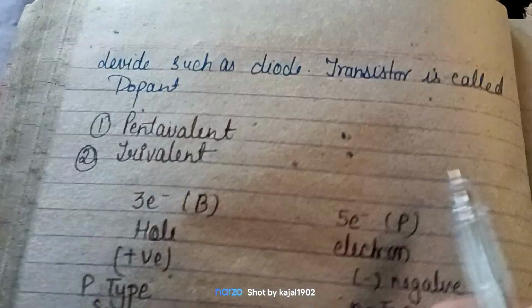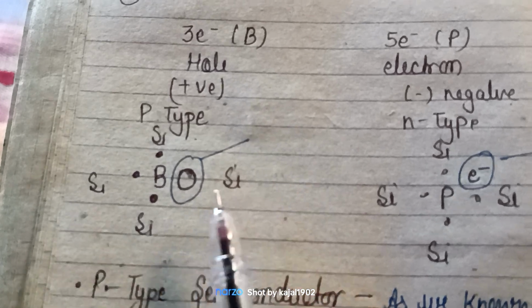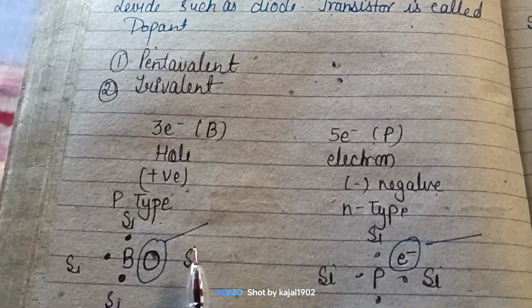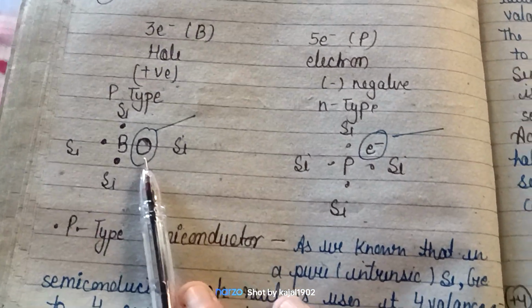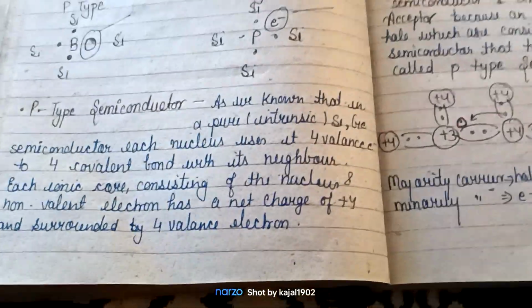So here there are also two types, pentavalent and trivalent. So here you can see tetravalent, this one is trivalent and this one is pentavalent. So let's start with the p-type semiconductor.